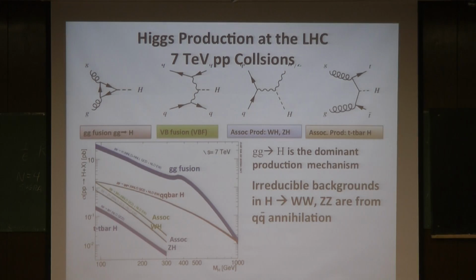Okay, so the main point to take home from this slide is that for Higgs production at 7 TeV collisions, the dominant production is the gluon-gluon fusion, which is here. This is the cross-section, this is Higgs plus X, and this is on a log scale. This is the mass of the Higgs. We're going up to 1 TeV.